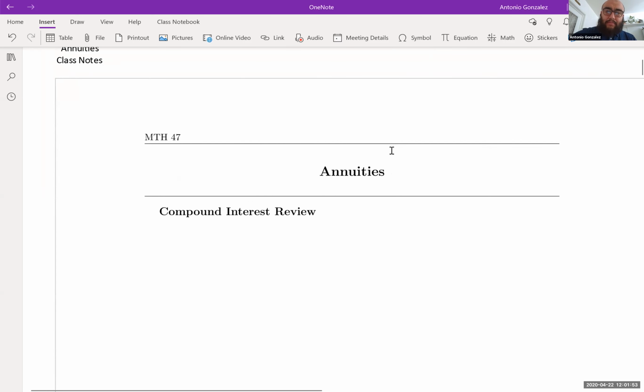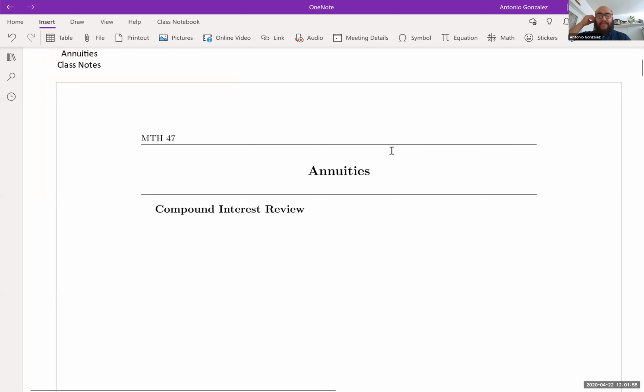Today we're gonna discuss what annuities are. Before we get to that, an annuity is similar to our compound interest fund, so we're gonna start there, as a review of what we did on Monday.